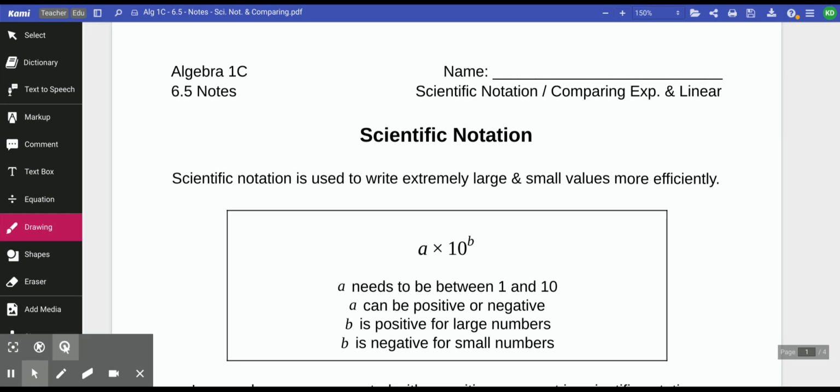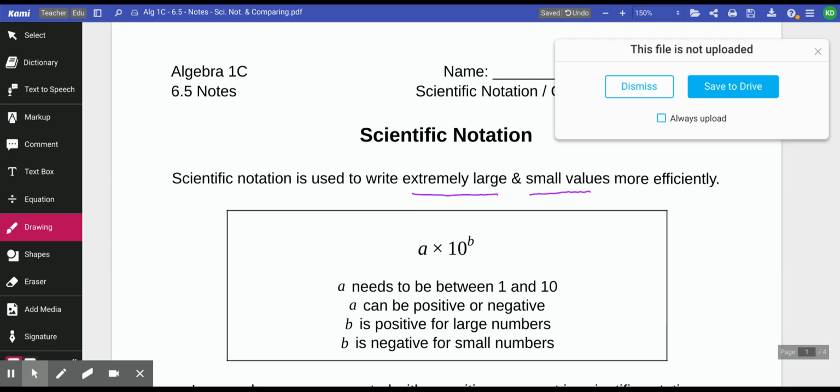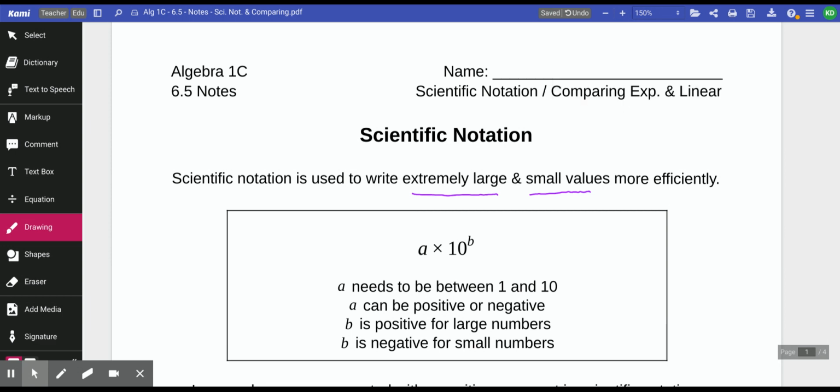Scientific notation is probably something that you've seen before, maybe in 8th grade or 7th grade, and it's used in science, as the name might suggest, to write very large and very small values more efficiently, because these numbers tend to have a lot of decimal places. So this allows us to write those numbers with just the important parts of that number without writing a lot of zeros or other numbers.